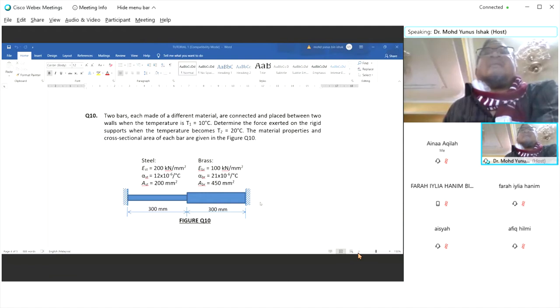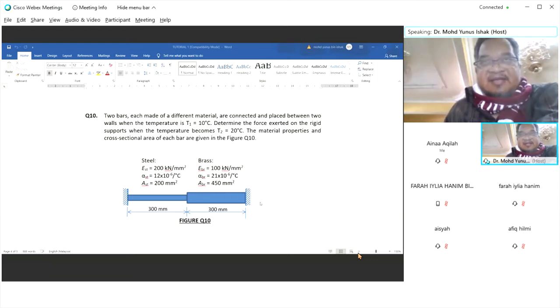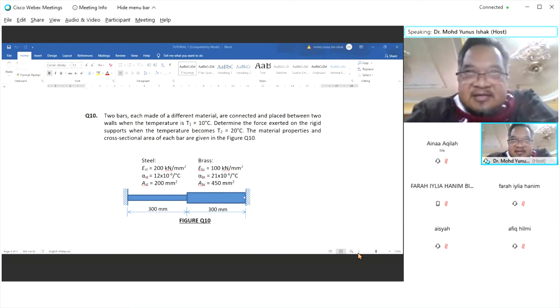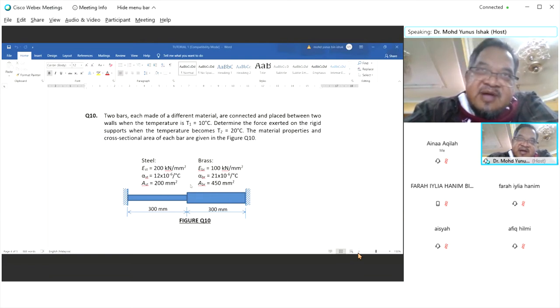Initial T is 10, increase to 20. So delta T is only 10. First, so this is increase. So we need to release the support and allow it to elongate. And now you press it back with RB. So calculate the PL over AE according to these materials. And you equate delta T and delta R. So you will get RB.